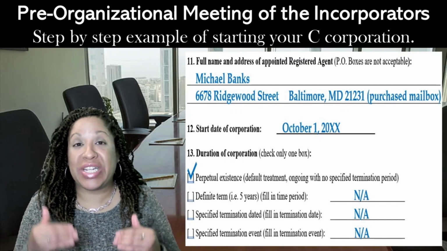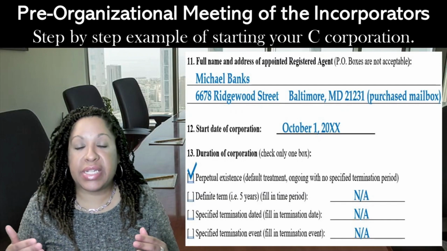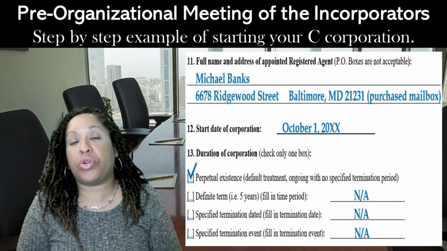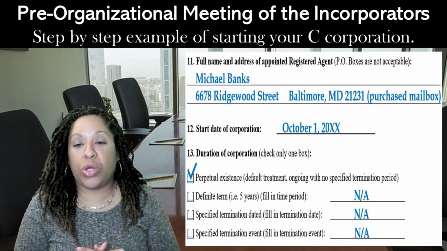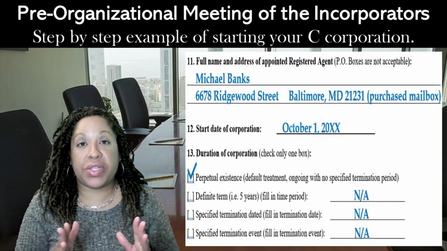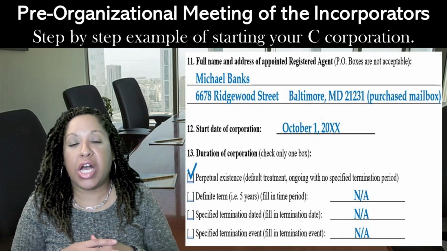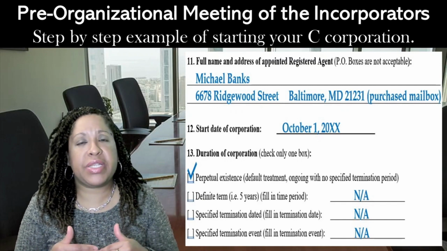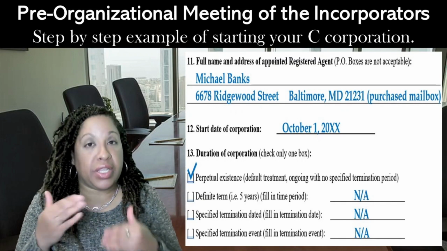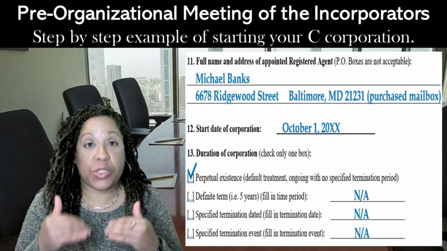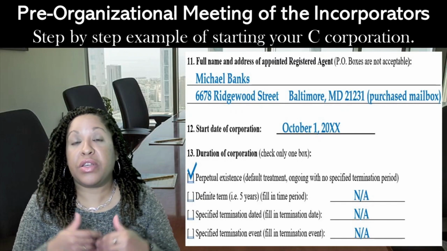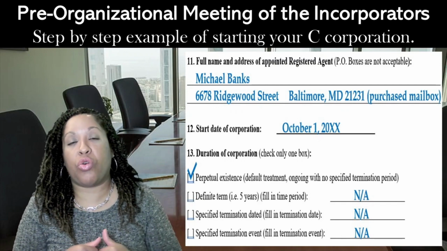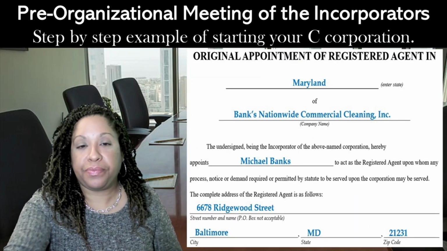Maybe a specific termination date. But that's not the case. And then maybe a specific termination event. Maybe something needs to happen in order for the business to close. But again, that's not the situation, so it's not applicable. But it's just something to keep in mind, because everyone has their reasons for opening a business and closing a business. So the state wants to know that. That's why those options are there, and you want to keep that in mind, because the state, on the articles of incorporation, will ask, how long will your corporation be in existence?